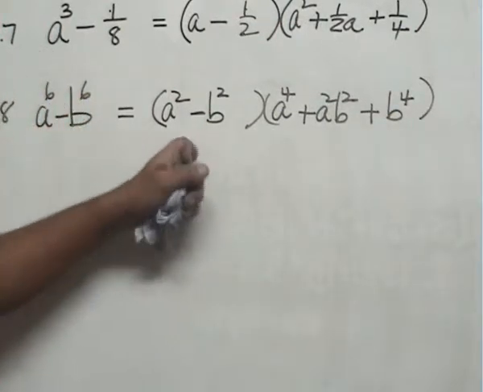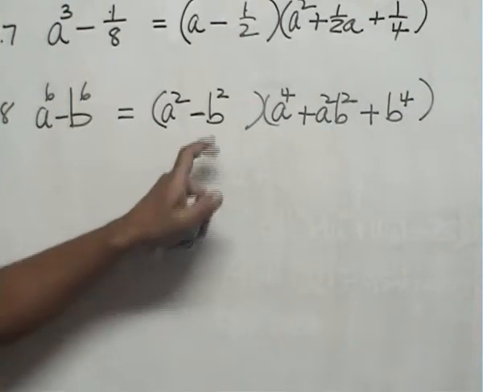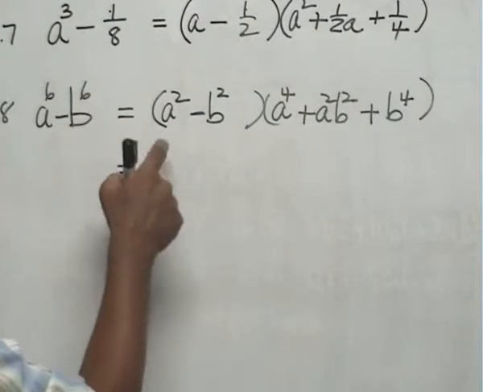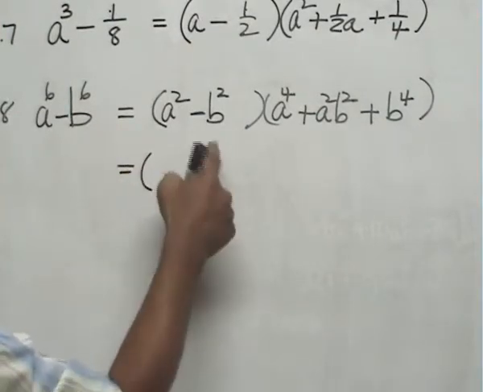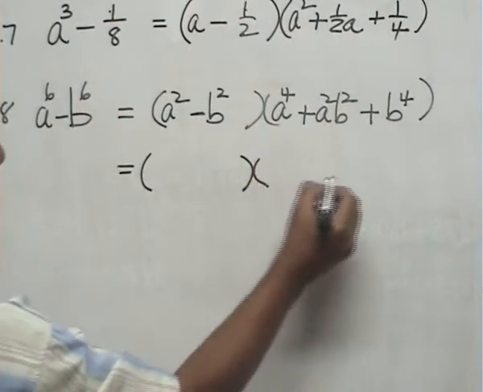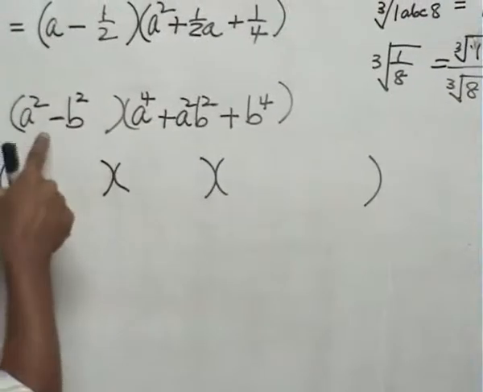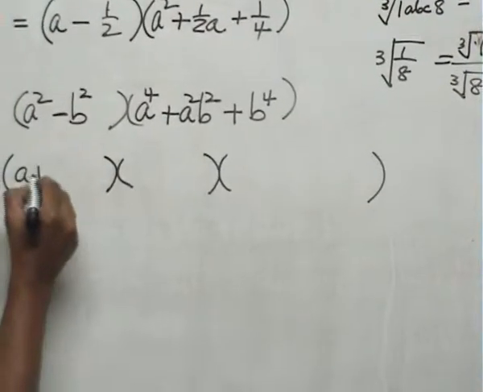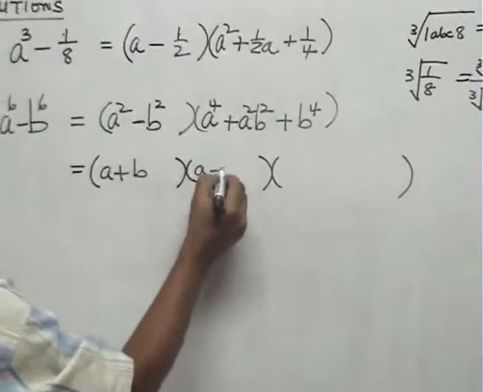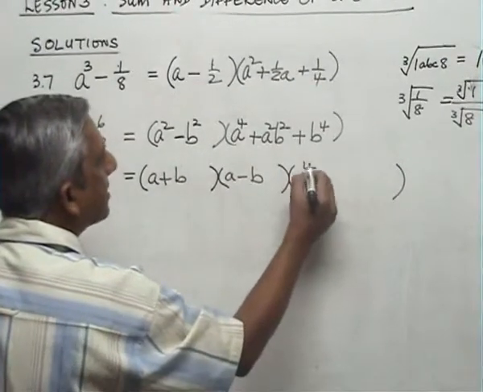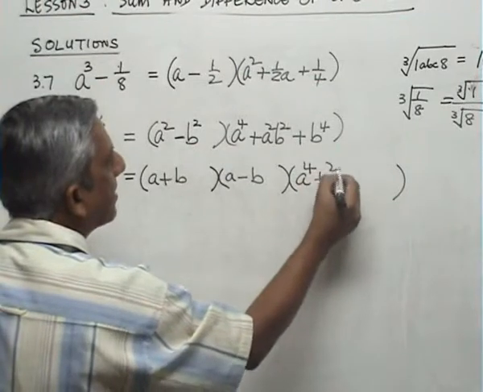Now watch carefully what's happening here. We got a squared minus b squared, which is a difference of two squares. So you've got to factorize this front part now. This a squared minus b squared is a plus b into a minus b. And that one cannot be factorized, so you just write it down like that.